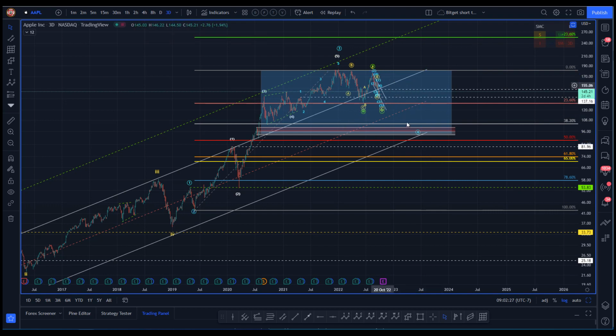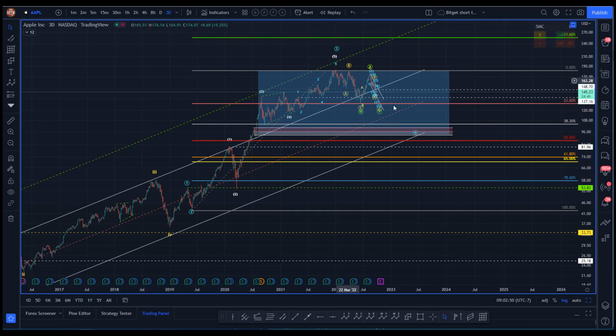Right now, the count says we're working on the correction of this 3. We're working on the correction of this impulse, 3, 4, 5, right? It's a little different, but not that unusual. I mean, this is COVID, right? That's the COVID low right there. That's what followed. Okay, guys, I think that gives us a fairly good look.